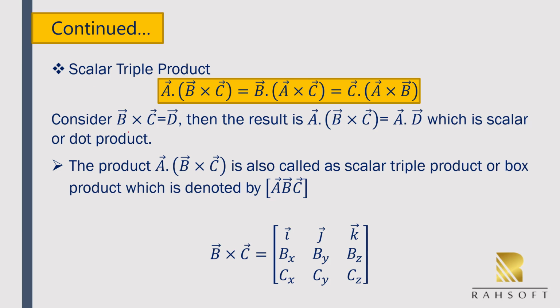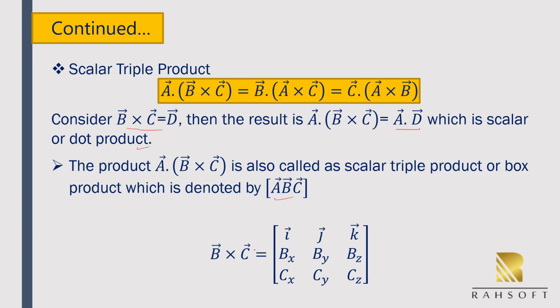So consider B cross C equal to D. Then the result is A dot B cross C is equal to A dot D, which is the same as a scalar or dot product. So the product A dot B cross C is also called the scalar triple product or box product, which is denoted in brackets as [A B C].